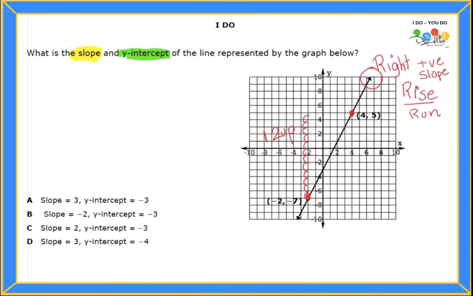After that, I want you to try to reach the other point. So we're going to go to the right. 1, 2, 3, 4, 5, and 6 to the right. Therefore, I'm going to write down my rise over run as 12 over 6. And that will give me a positive 2. So guess what? That is my slope. Very good. So I'm going to write down over here the word slope.